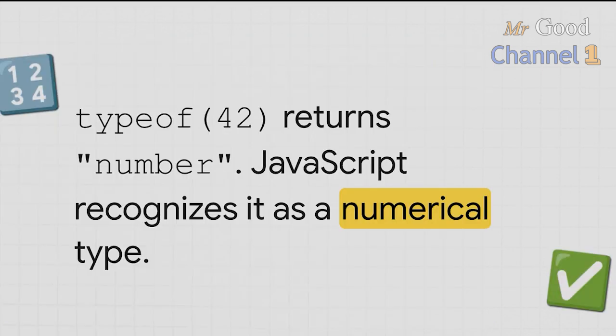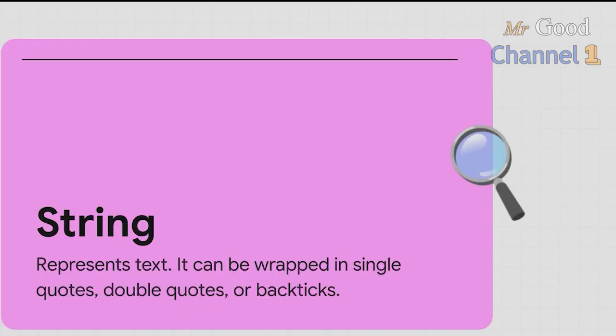Simple. And look, we can prove it right here. If we take our handy typeof operator and ask it about the number 42, what does it say? Yep, it comes back and tells us loud and clear that it's a number. Easy peasy. String is up next, and honestly, that's just a fancy programmer word for text.